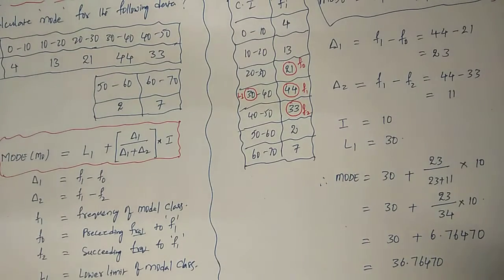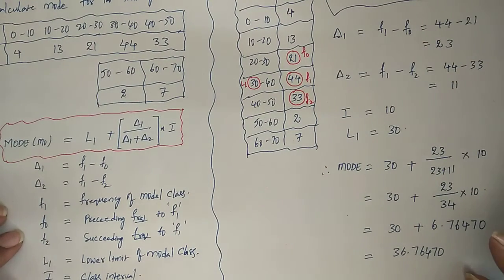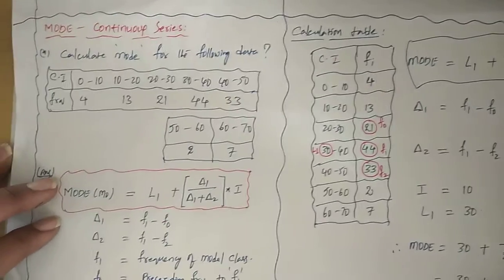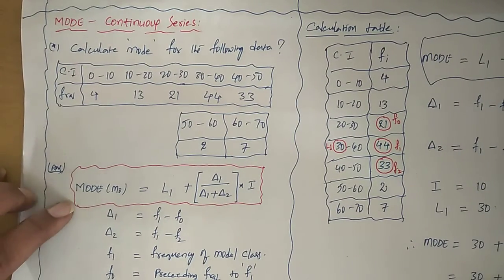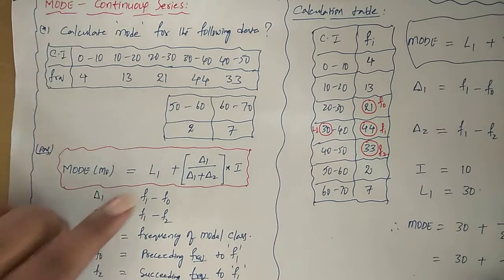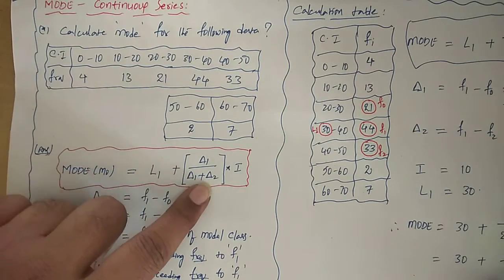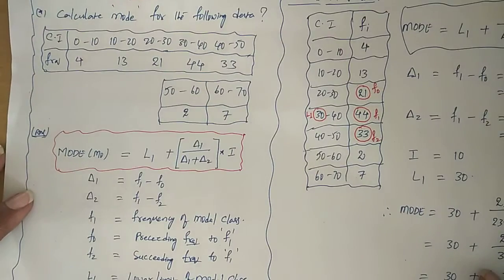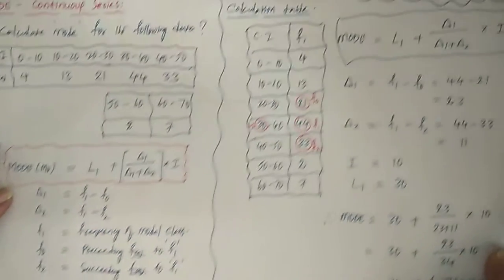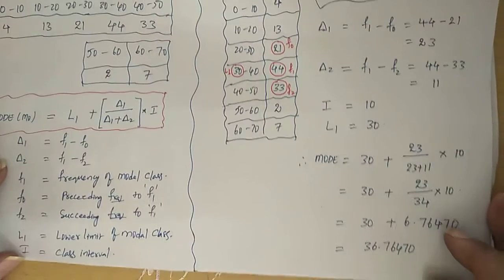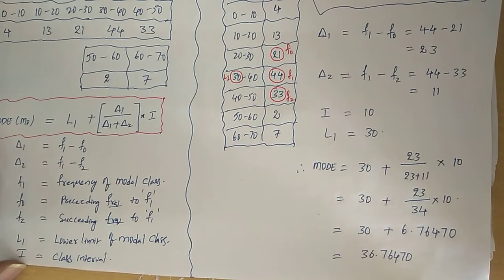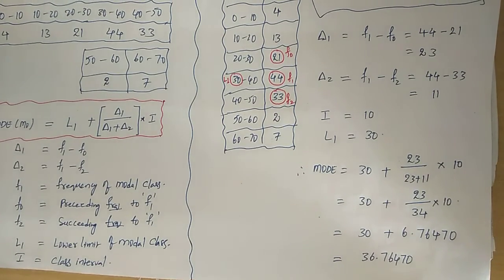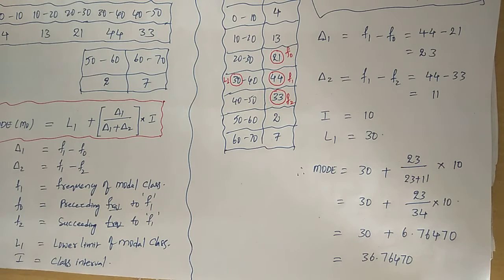Okay. So this is called calculation of mode under continuous series. Very, very easy method. So you need to by heart this formula: L1 plus delta 1 by delta 1 plus delta 2 into class interval Ci. This is the model problem. Okay. So here finishes your entire first unit. Now I stop here. Thank you so much.